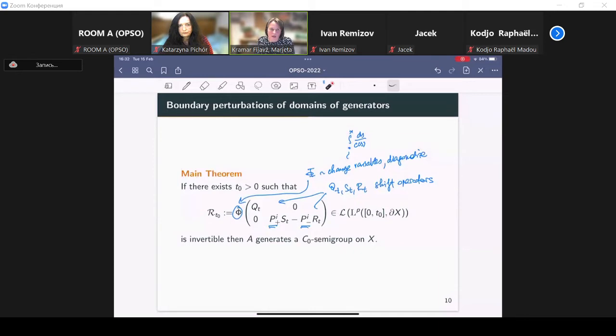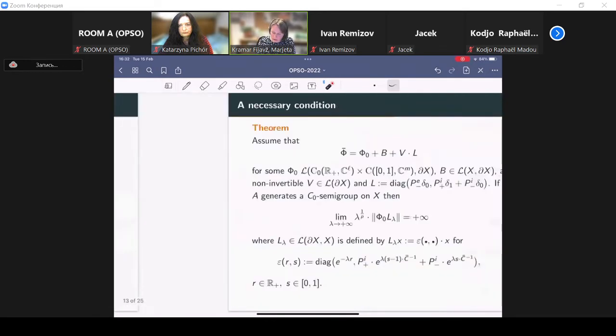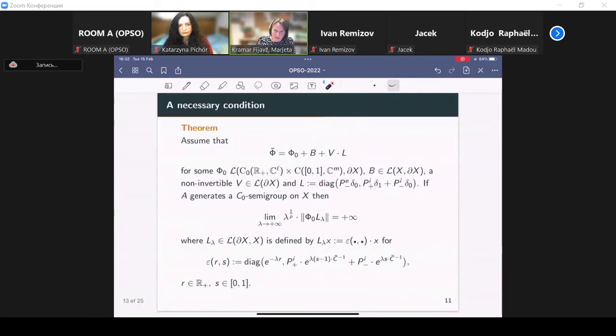This is our most general result, and it is a sufficient condition. Now I said that I actually want to have a necessary condition. A necessary condition is obtained via this theorem, which also maybe looks a little bit complicated, and it is not easy to explain. I just wanted to give you an idea of how it looks. Then I will explain it better on concrete examples.